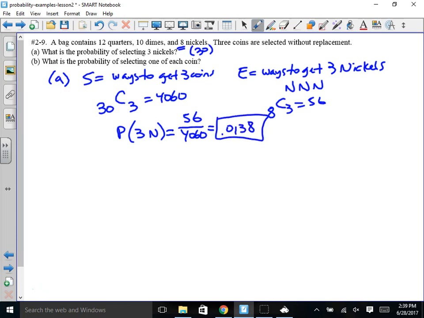0.0138. So there's about a 1.4% chance that if we draw 3 coins at random out of that bag, all 3 will be nickels. Okay, so for part B, we're going to take the same approach.